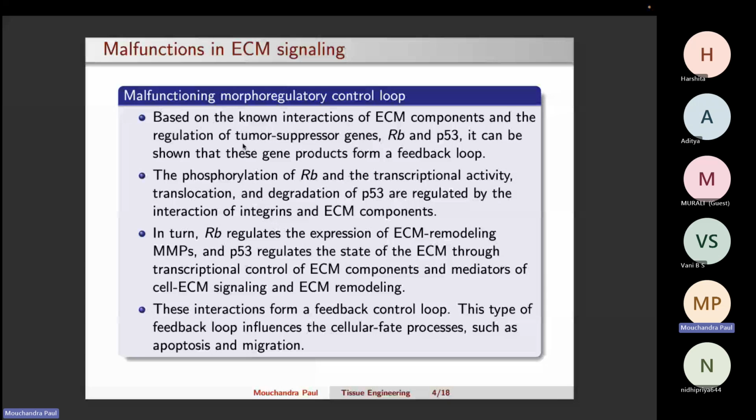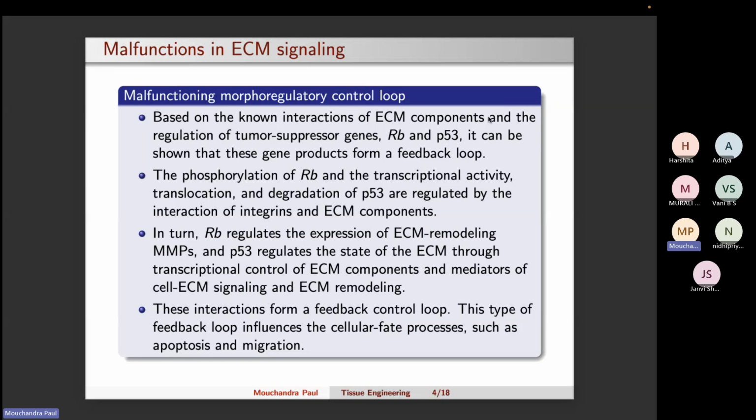If you have read cancer biology or a similar course, you must have heard of the proteins RB and P53. These are basically tumor suppressor genes, and they are very important proteins. P53 is very important for the cell cycle as well. It's one of the checkpoint proteins, P53 and RB.